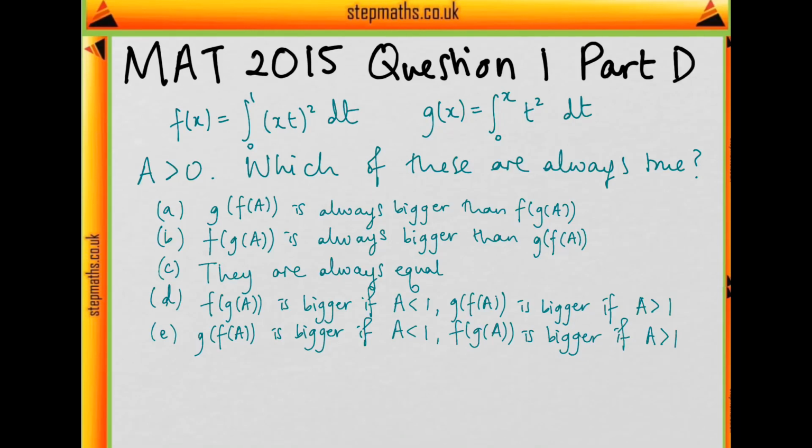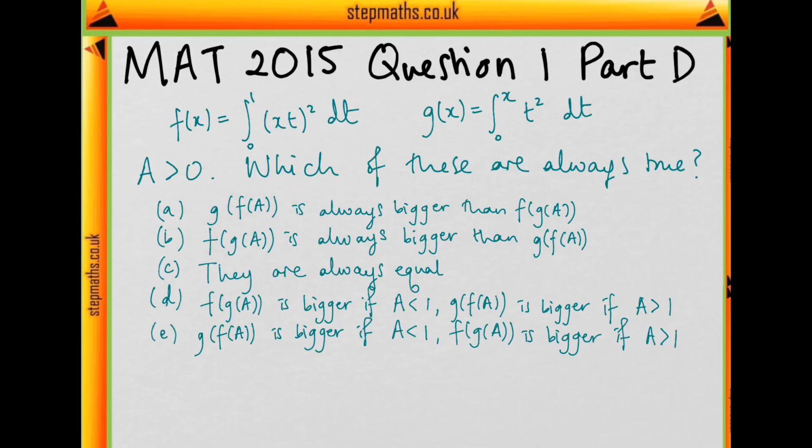Hi, this is part D of question 1 on Math 2015. The question gives us two functions, f and g, and wants to know which of the following statements are always true, given that a is greater than 0. So essentially, we want to find out if g of f of a is bigger or if f of g of a is bigger.